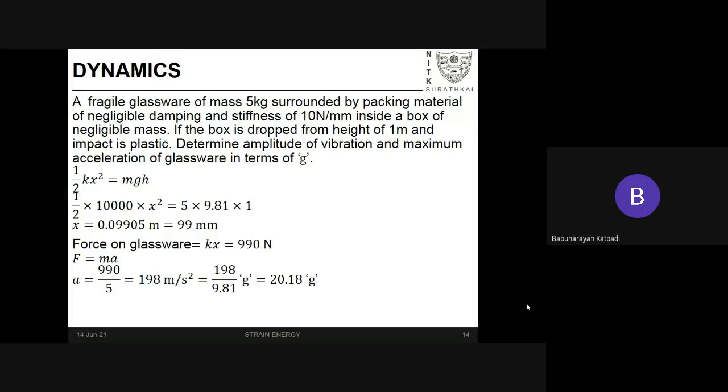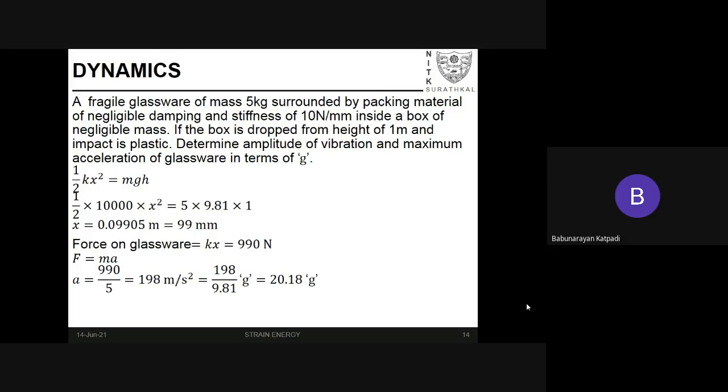So, once we know the stiffness of the packing material, that is K, stiffness is the load required to cause unit displacement. If K is known, K into X is the force itself. The force is K into X, displacement is X. Force into displacement divided by 2 should give me the work or energy. So half KX squared is the strain energy, the energy absorbed by the packing material.